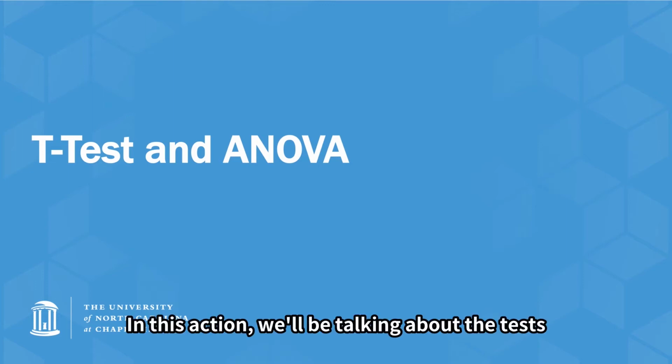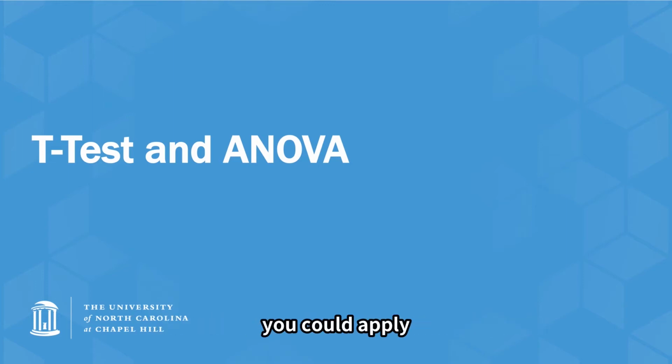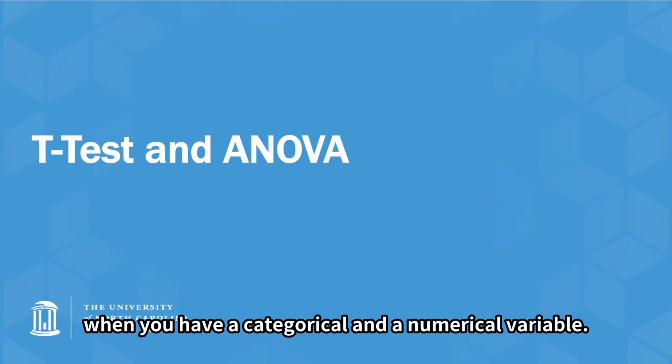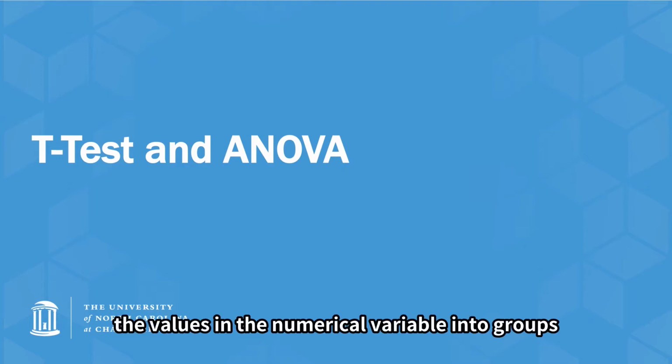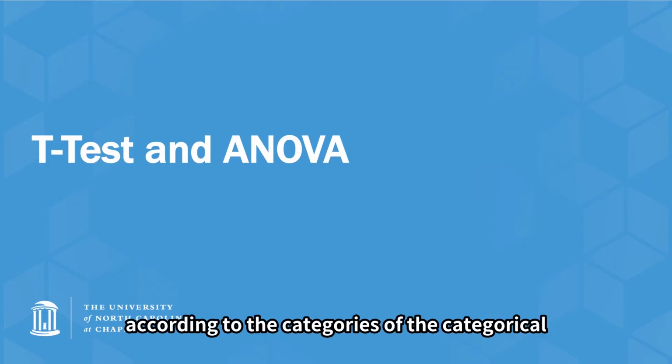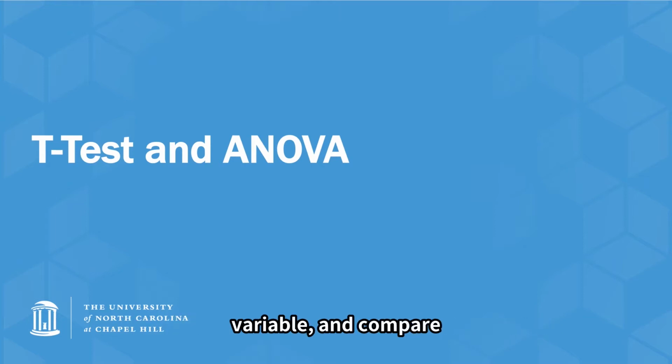In this section, we'll be talking about the tests you could apply when you have a categorical and a numerical variable. In comparing these two types of variables, people usually divide the values in the numerical variable into groups according to the categories of the categorical variable, and compare if there is any difference between the numerical values in different groups.